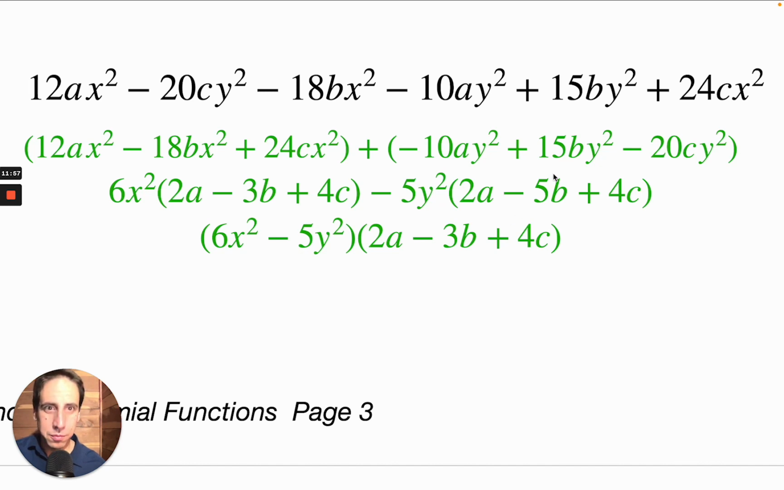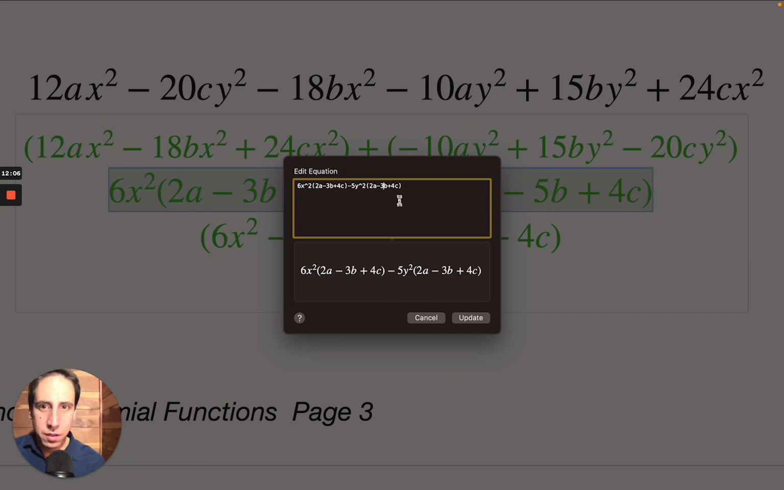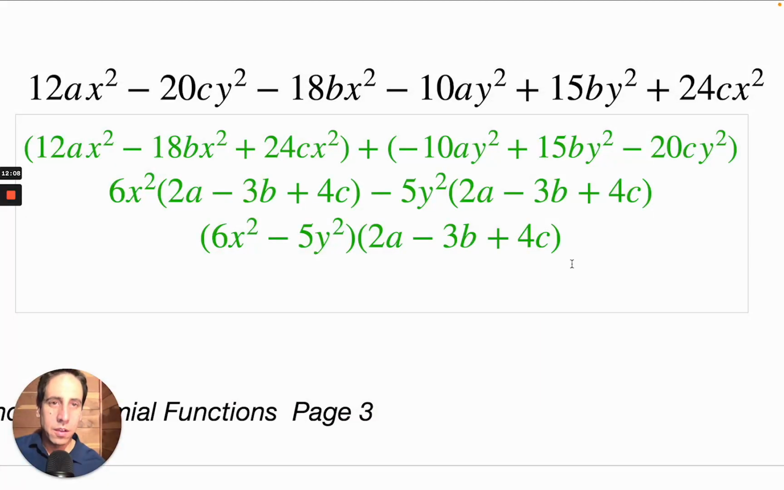Minus 5y squared minus 5b. Ooh, this should be a 3b right here. Yeah. Okay. Plus 4c. Okay, so then hooray, hooray, we've got the same thing written twice, 2a minus 3b plus 4c twice. So we'll just write it once down here, and then multiply it by, in a set of parentheses, the leftovers, 6x squared minus 5y squared.